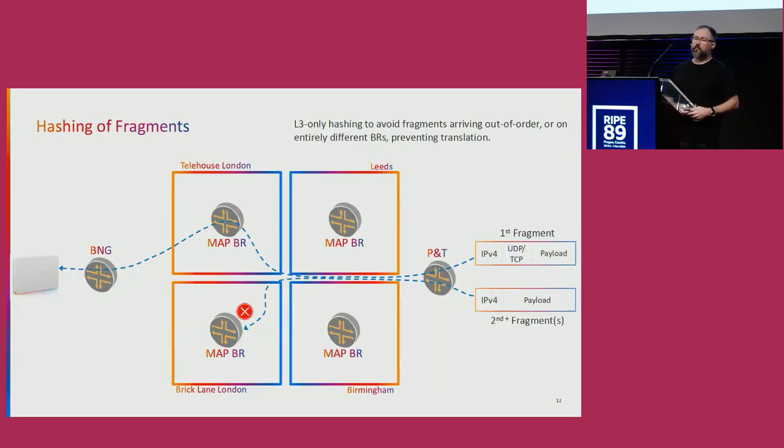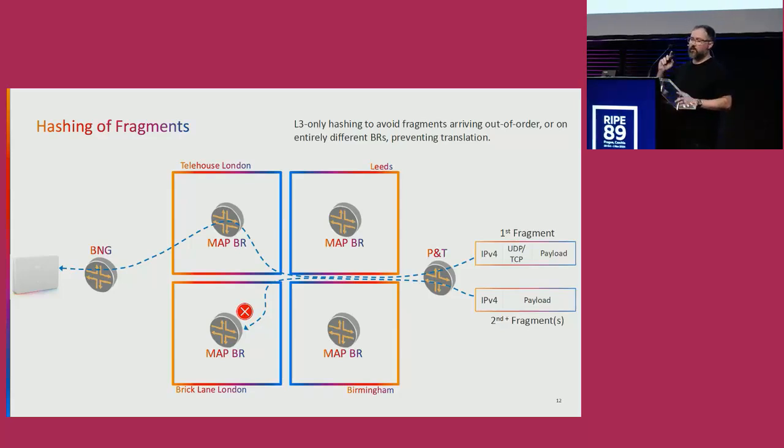This did, however, raise an issue that we had in our network, which was our peering transit vendor hashes fragments differently. So the initial fragment with a layer 4 header can get hashed one way, in this example, up via Telehouse London, and then all the subsequent fragments that don't have a layer 4 header will get hashed differently and could end up on completely different border relays.